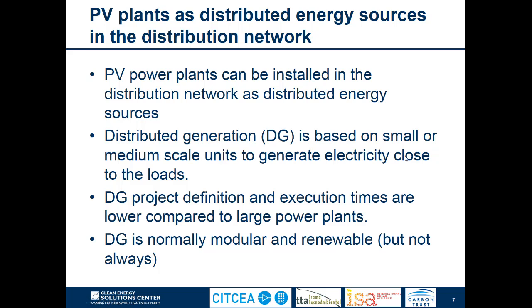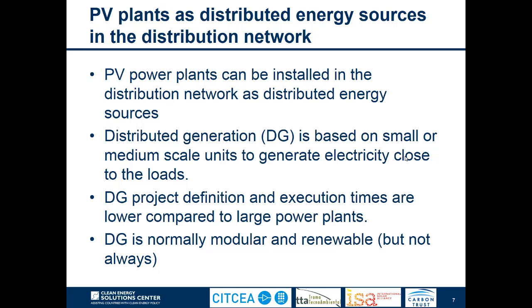PV plants are distributed energy sources in the distribution networks. They can be installed in the distribution network as distributed energy sources. This means that we do not have to follow the traditional approach of installing the larger scale power plants and then transmit the power through the transmission network and then the distribution network. In the case of PV power plants, there is also the option of installing them directly in the distribution network. This is a change in the old paradigm of having an unidirectional power flow from generation to distribution.